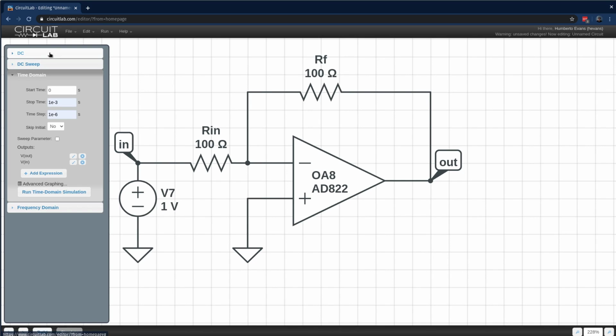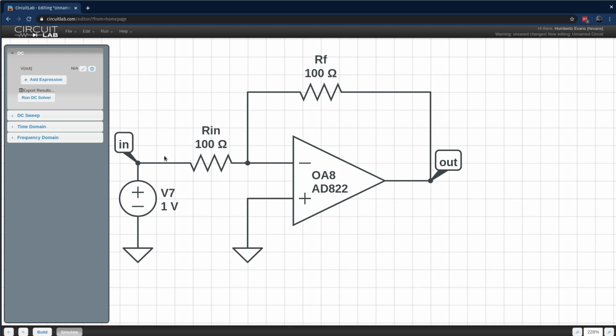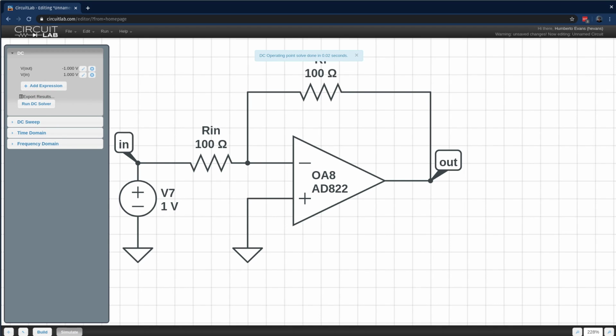Let's go ahead and check that to see if I am right. Let's measure both the input and the output, run the DC solver, and aha, I am correct. The output of this circuit right now is -1.